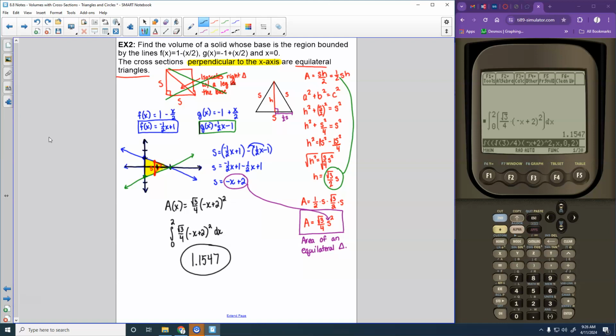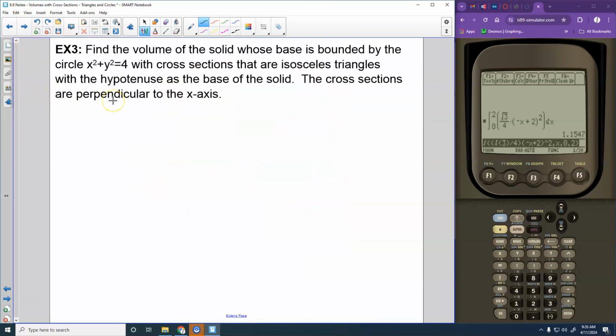All right. Okay, I think we're getting it close. Okay, we need to do one of these, so we're going to do this one, or at least get it set up. We might not even type this on the calculator. The base is bounded by the circle x squared plus y squared equals 4, with cross sections that are isosceles triangles with the hypotenuse as the base of the solid. The cross sections are perpendicular to the x-axis.